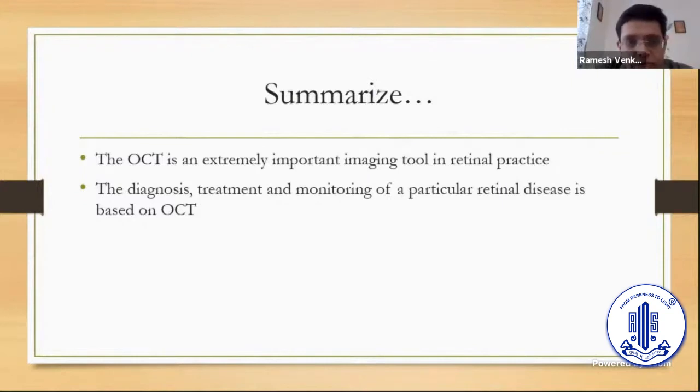So basically, to summarize, the OCT is an extremely important imaging tool in retinal practice. The diagnosis, treatment, and monitoring of a particular retinal disease is based on the OCT, and it's very important to understand and analyze the OCT properly.